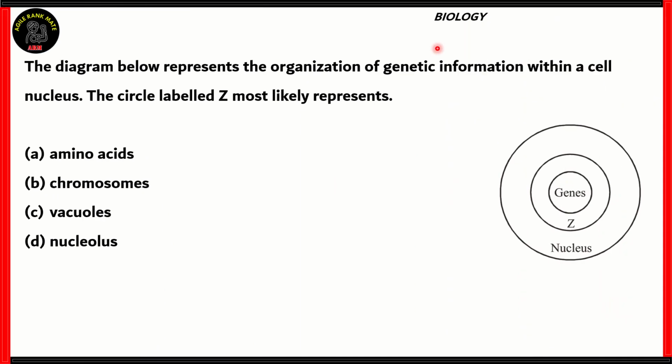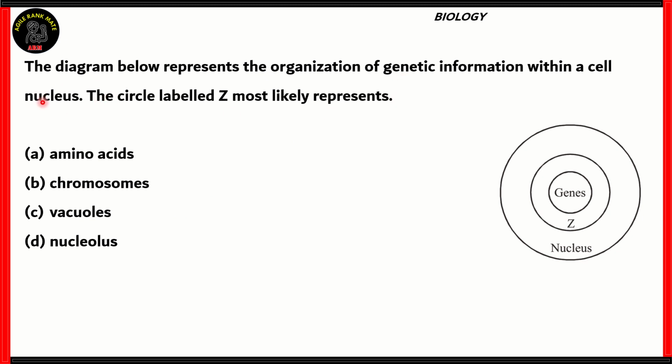This is the first question on biology. The diagram below represents the organization of genetic information within a cell nucleus. The circle labeled Z most likely represents: A. Amino acids, B. Chromosomes, C. Vacuoles, D. Nucleolus. So first, if we look at the question, it says it has a diagram which basically represents the organization of genes and genetic information within a nucleus of a cell.